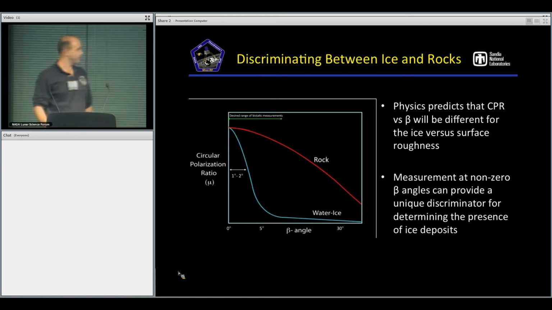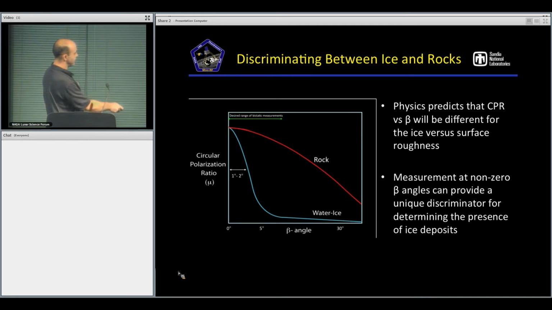So what does the physics say? Because we all know physics doesn't lie. This graph shows CPR versus beta angle. And as I mentioned, at beta 0, you can have high CPR for both rock in the red or an ice mixture in the blue.